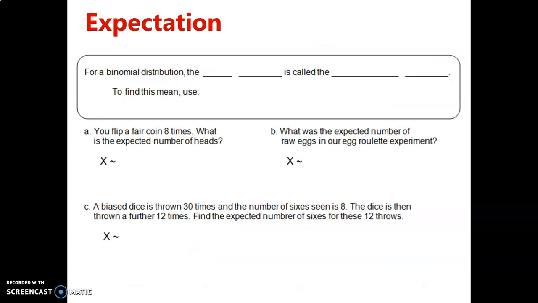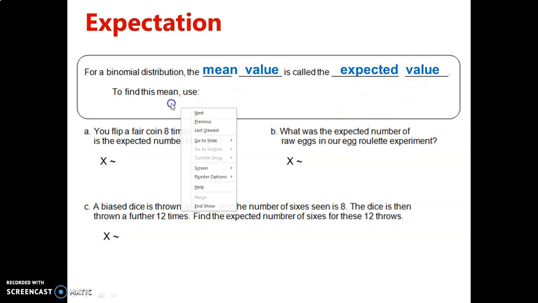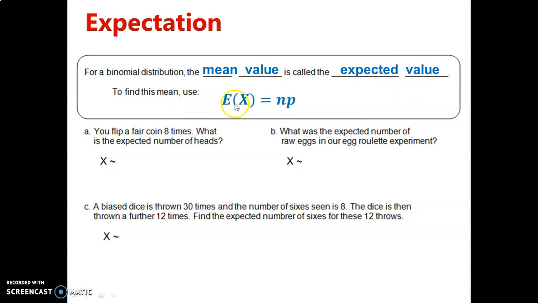So now, let's get into the two main topics of this video, which are expectation and variance. So that's why we did the introduction, so we can understand what expectation and variance are. So for a binomial distribution, the mean value is called the expected value. Okay, so the average value is called the expected value. To find this, we will use this formula here. Expected value of random variable X equals n times p. That means number of trials times the probability of the success of that trial.